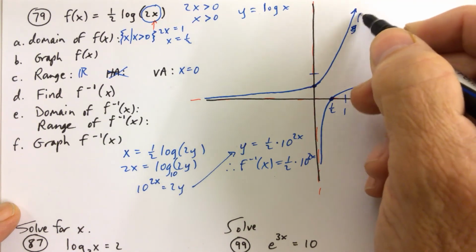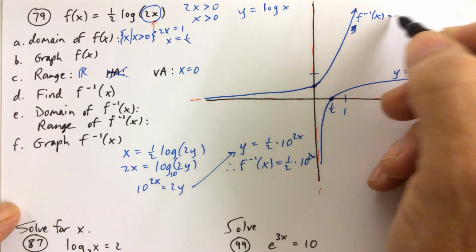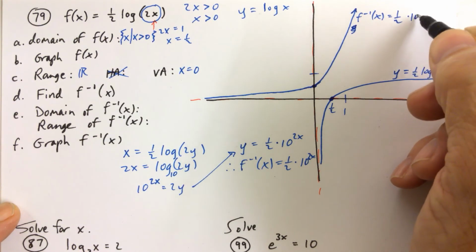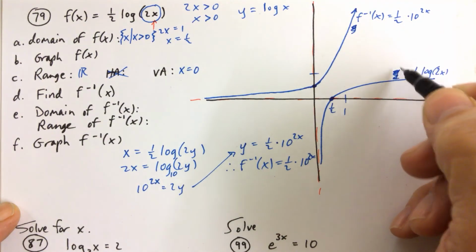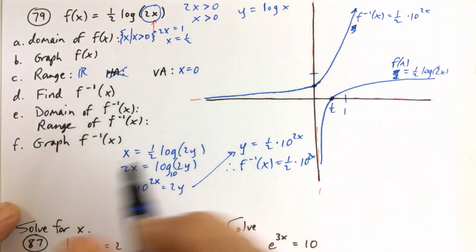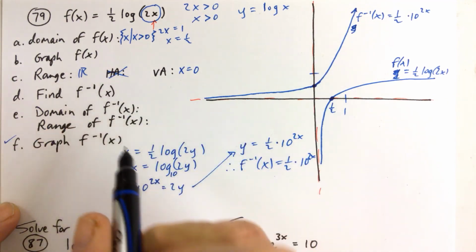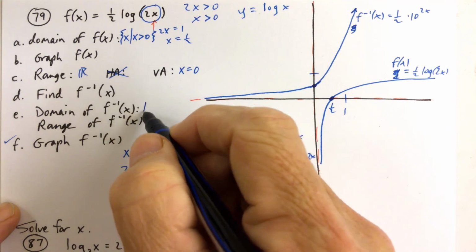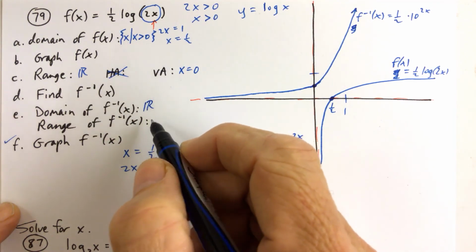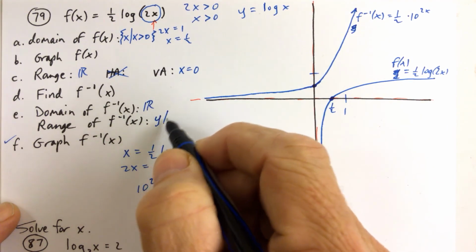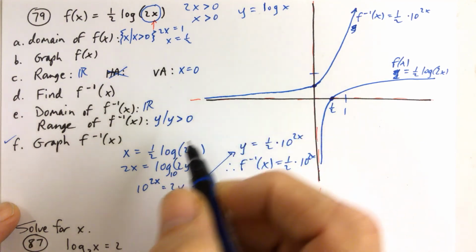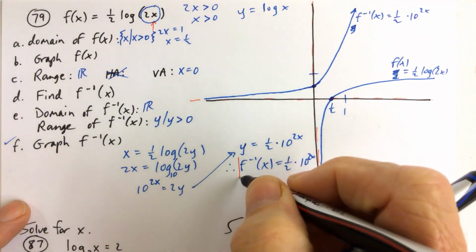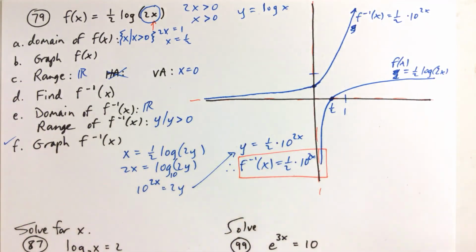And let me put f inverse of x equals 1/2 times 10 to the 2x. And I should have put this as f of x. So we've graphed f of x. We've graphed f inverse. The domain of f inverse is all real numbers, and the range of f inverse would be all real numbers y such that y is greater than 0. And we found f inverse of x. Let me go ahead and put a red box around that. There's f inverse of x. So that's it.